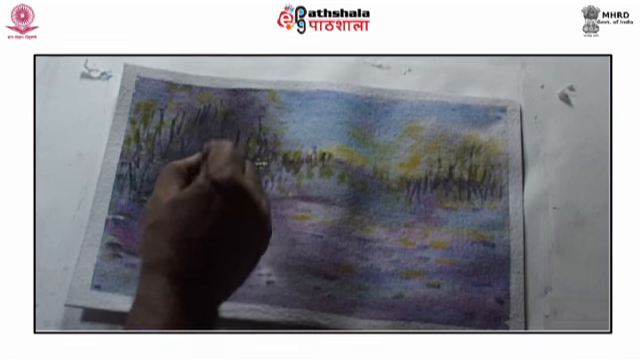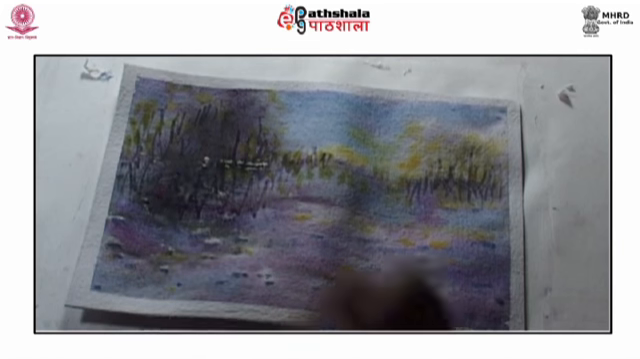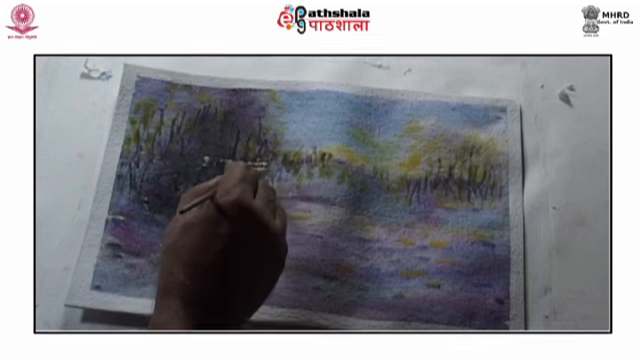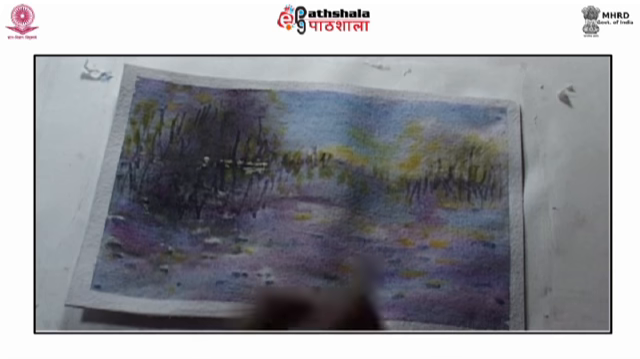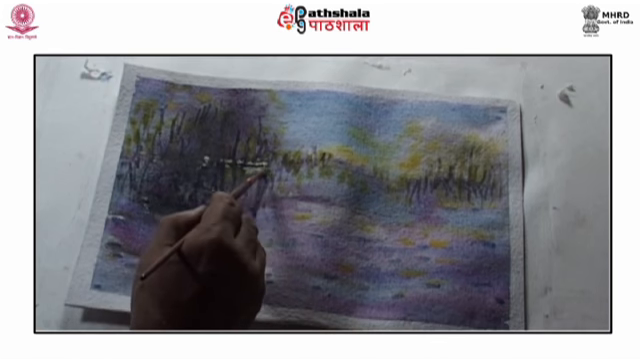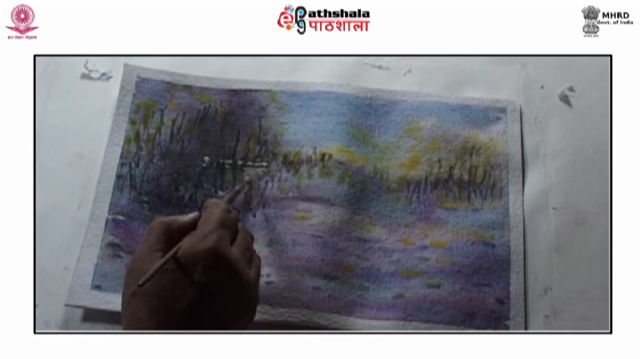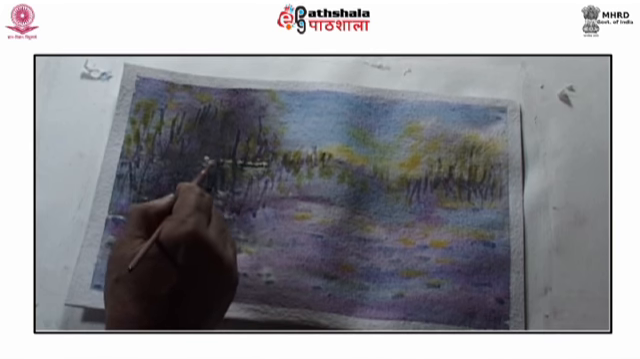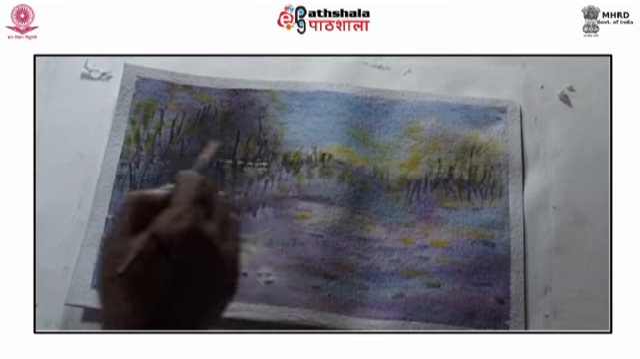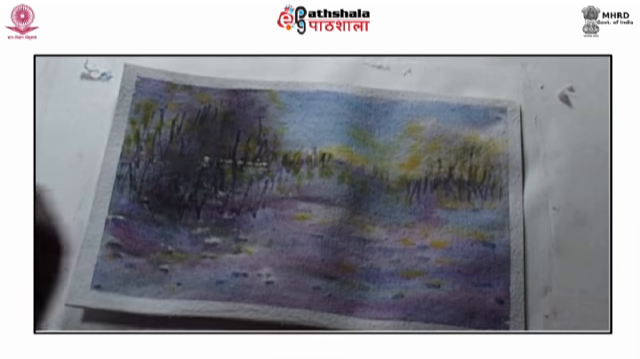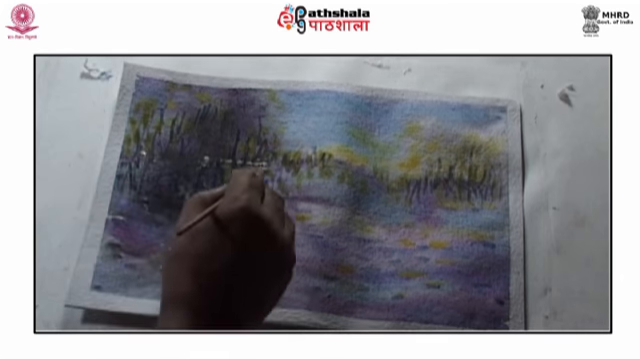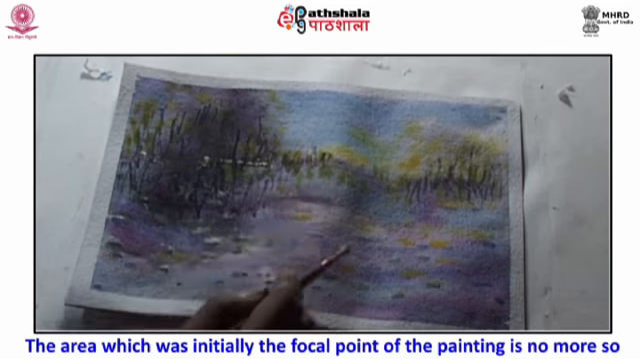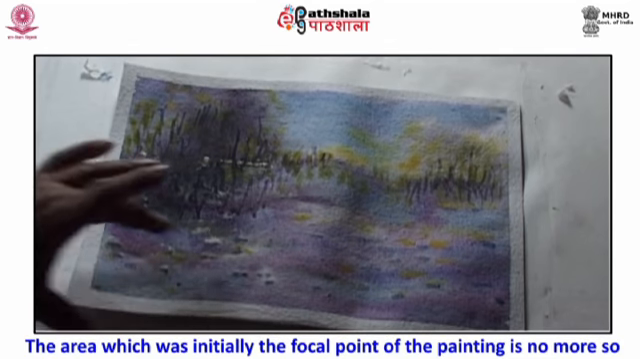Pick a little color and add a little to turn a negative area to a positive area. White color is helping in adding a reflection. Some were highlighted and somewhat subdued. The area which was initially the focal point of the painting is no more so.